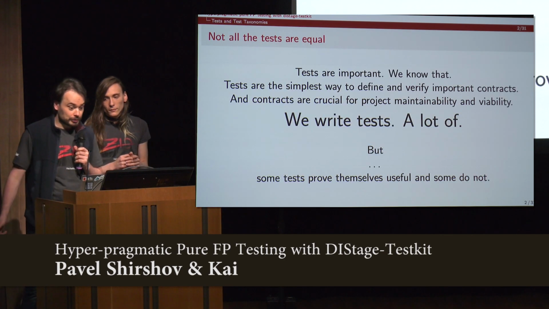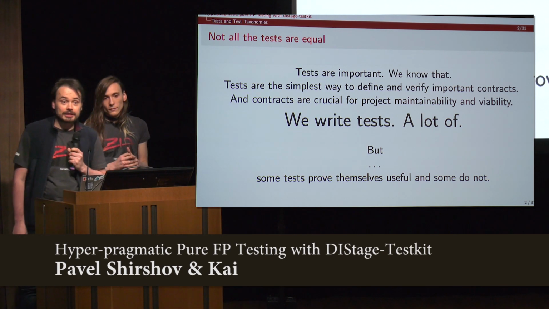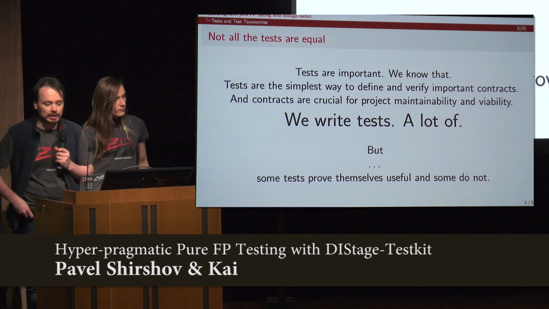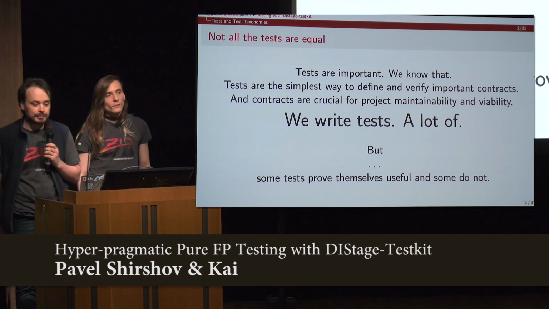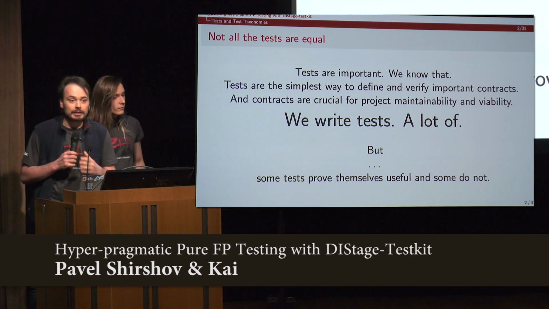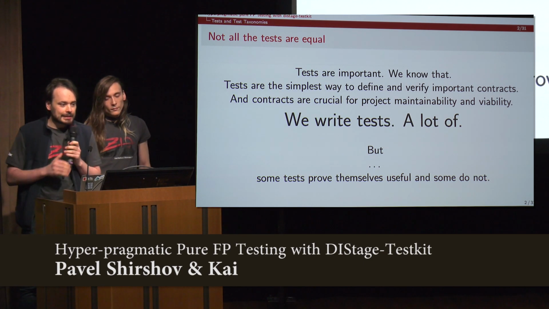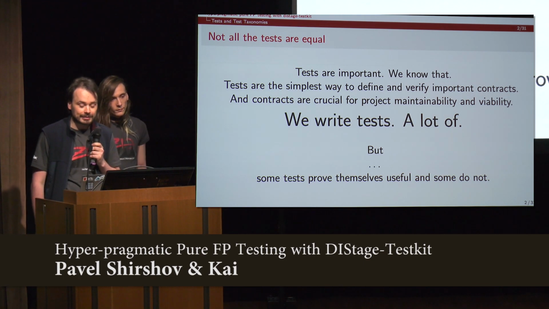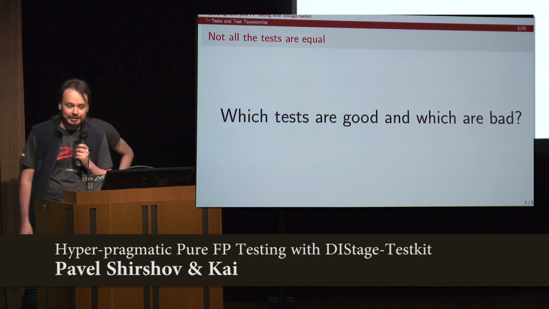So, let's talk about tests. We know that they are important. They are the simplest way, the cheapest way to define and verify contracts for our code, and contracts are essential for project maintainability and viability. And most of us write tests, a lot of them. But we know that some tests are useful and some tests are not. So the question is, which tests are good and which are bad?